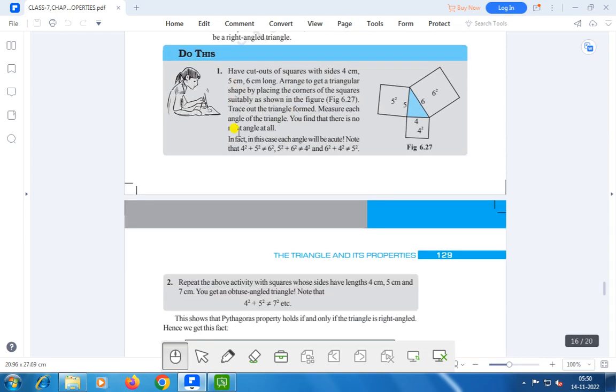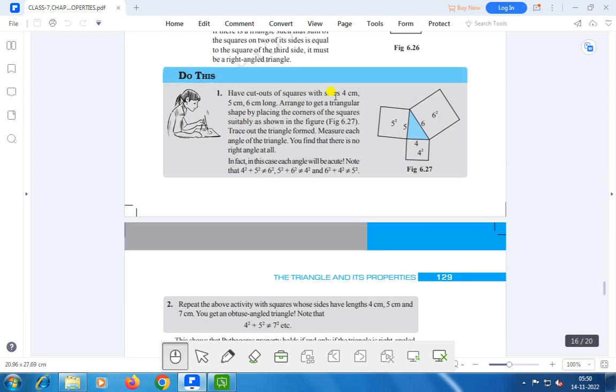Here, do this. Take cut-outs of squares with sides 4 cm, 5 cm and 6 cm long. Arrange to get a triangular shape by placing the corners of the squares suitably, as shown in the figure. Measure each angle of the triangle. You will find that there is no right angle at all. In fact, in this case, each angle will be acute. Note that 4 square plus 5 square is not equal to 6 square, and 5 square plus 6 square is not equal to 4 square, and 6 square plus 4 square is not equal to 5 square. Right?